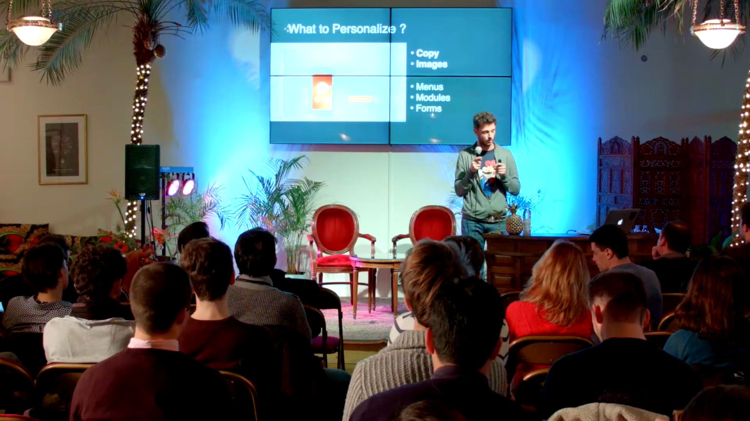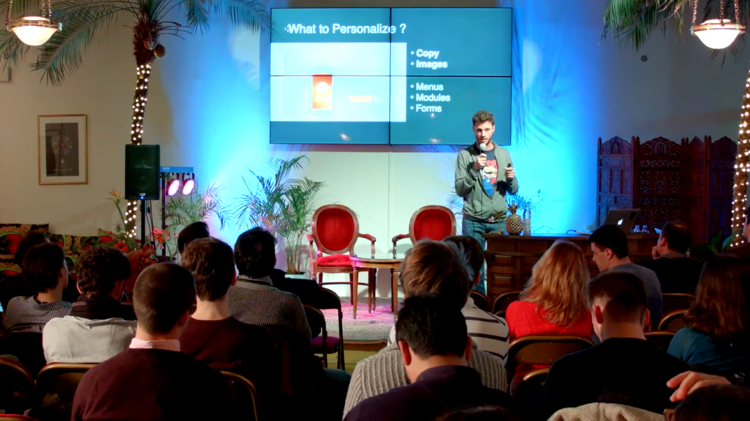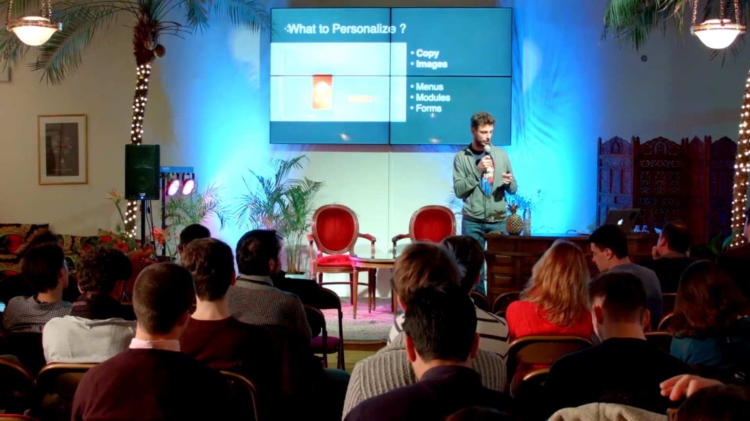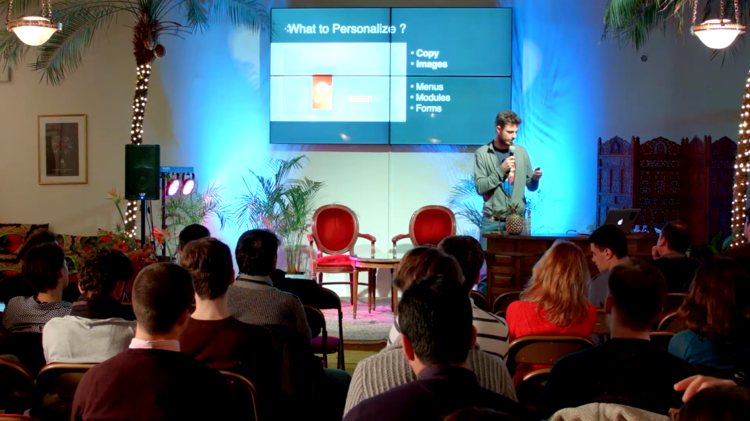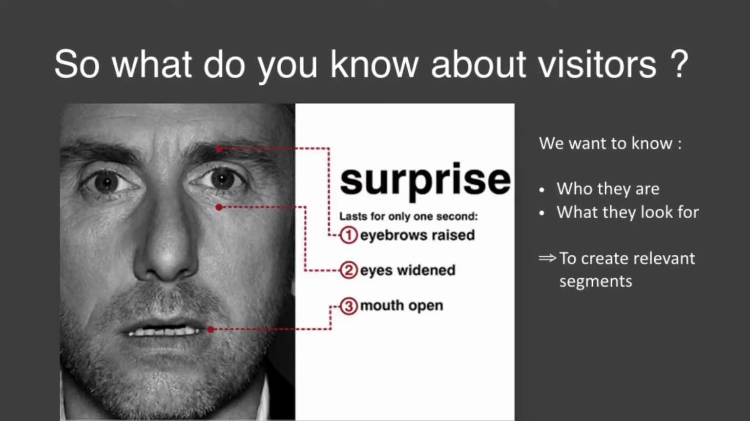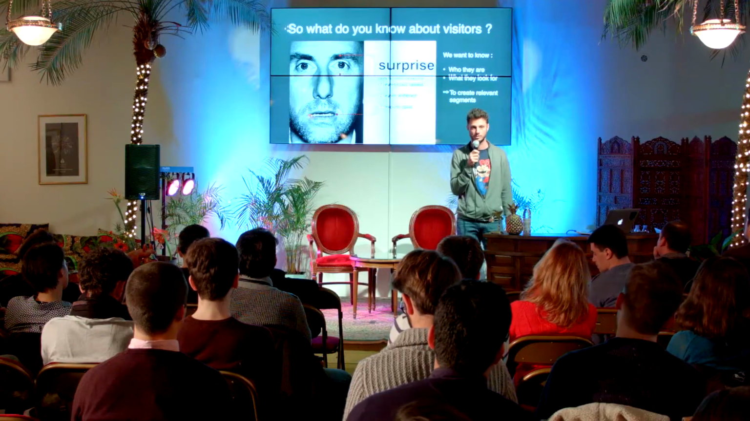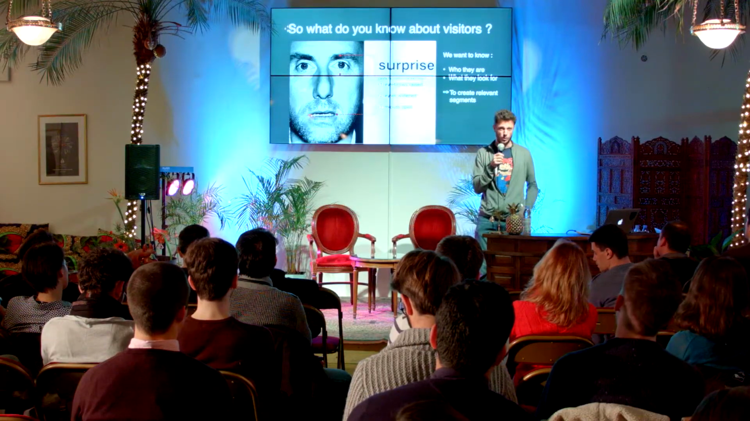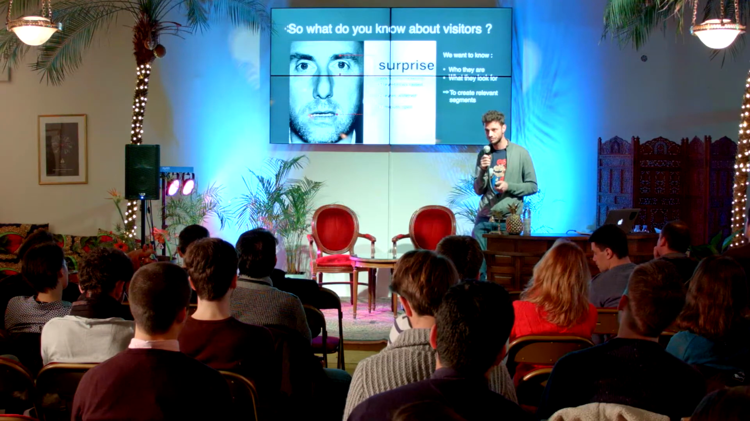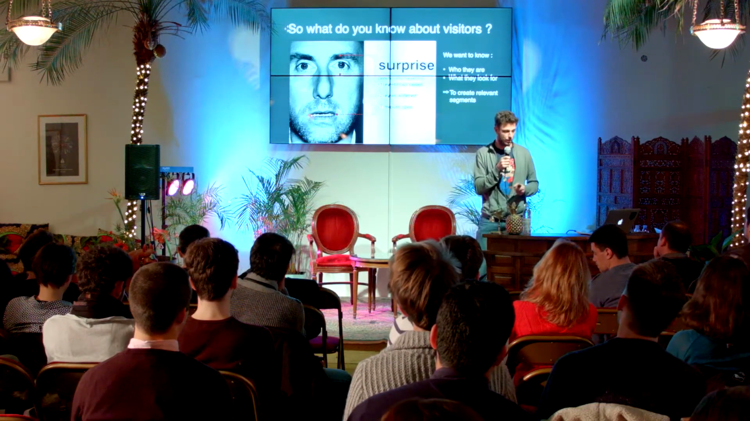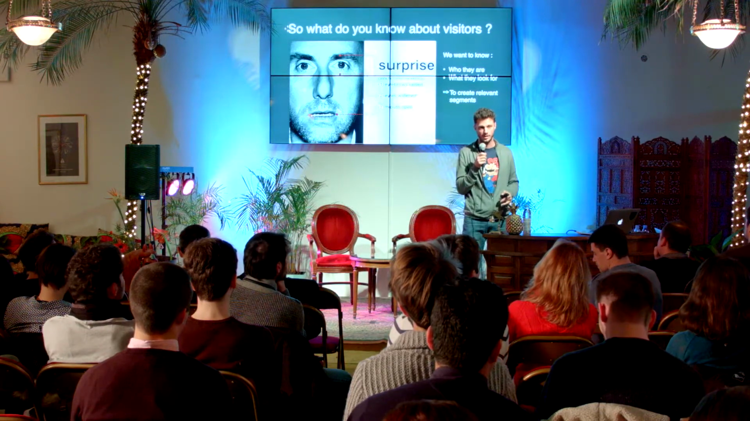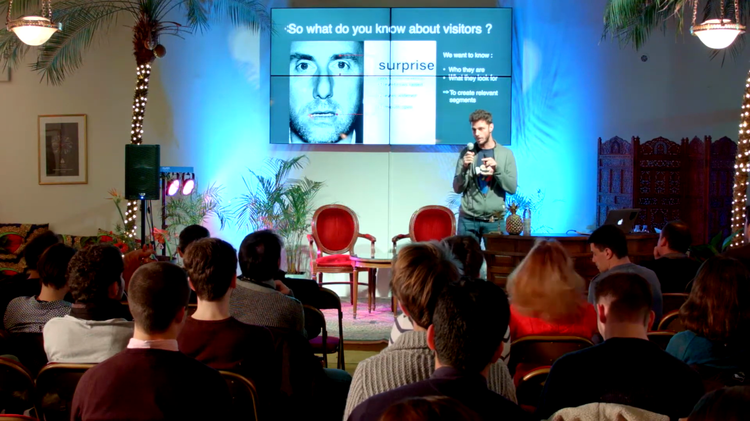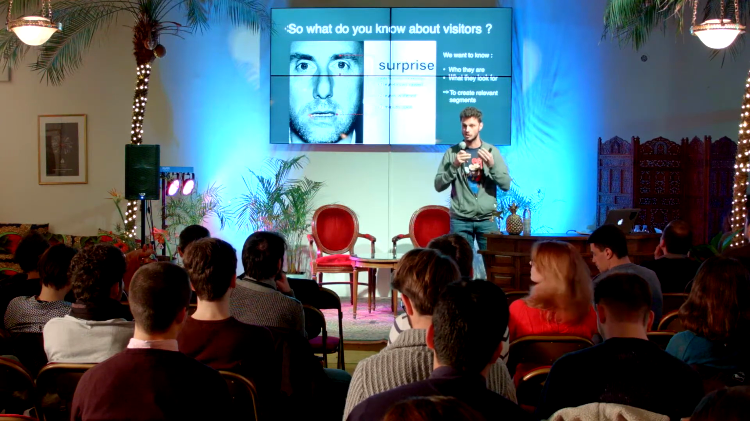And other elements you may want to tweak for different segments of audience are the navigation menus, the sidebar modules if you have 2 or 3 column layouts in your website, and forms. So really now the point I want to spend some time on: what do you know about your anonymous visitors? What we want to know is who they are and what they look for, group them into relevant segments, and then personalize our web pages so that they appeal to each segment.